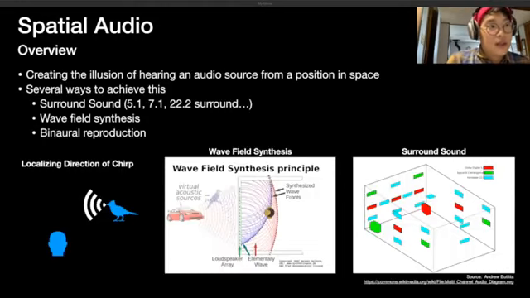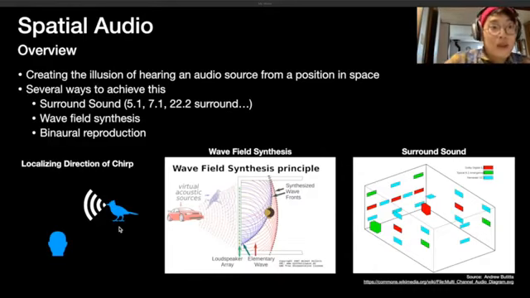Spatial audio in this context refers to creating the illusion of being able to determine the direction of an audio source, even when it doesn't exist in real life. So let's take an example here with the head and the bird. If we were walking in the woods somewhere and we hear a bird chirp, we are generally able to determine that the bird is probably to the right and a bit above us. And so spatial audio is about recreating that sort of illusion.